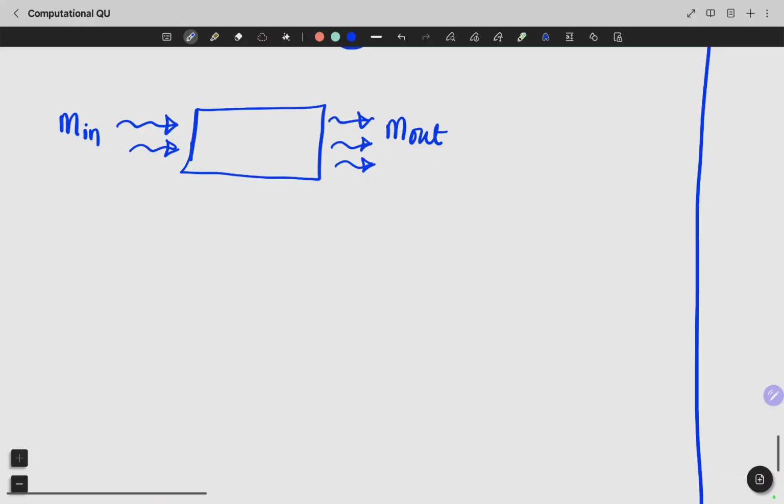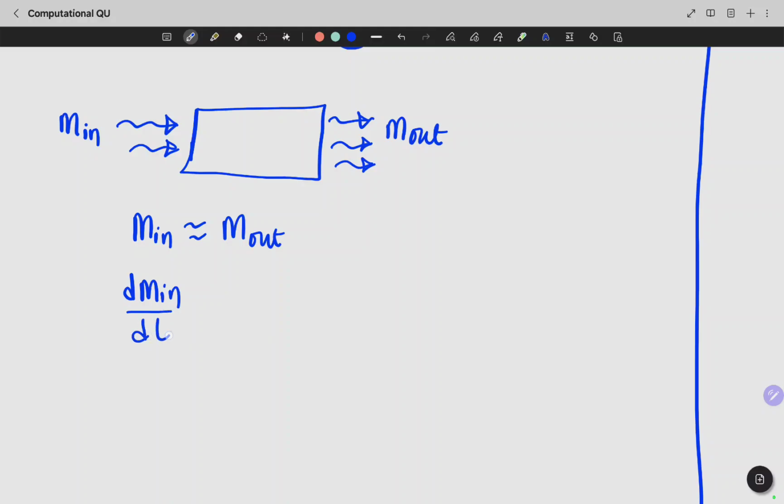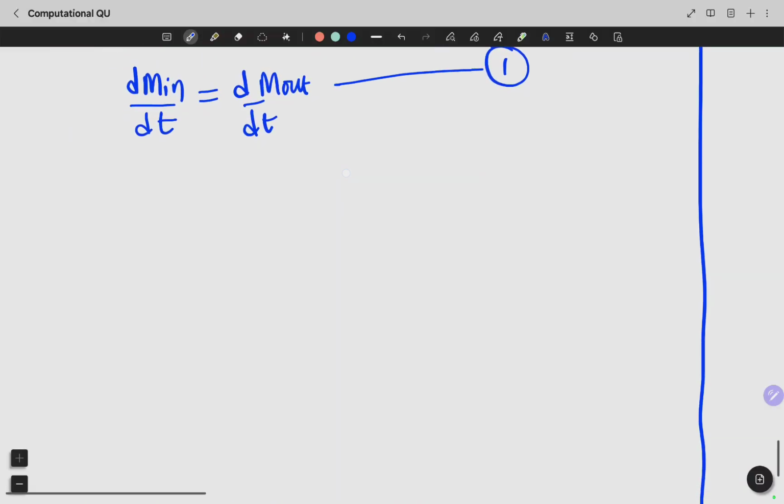The conservation of mass requires that the mass in should be the mass coming out. And in this regard, you can say the change in mass into the container is almost the change in mass outside the container. And you can call this equation 1.